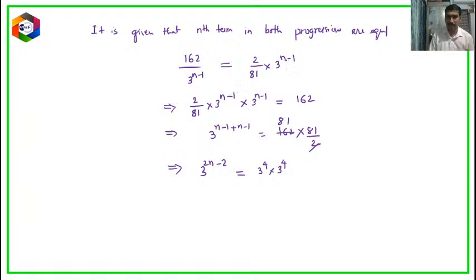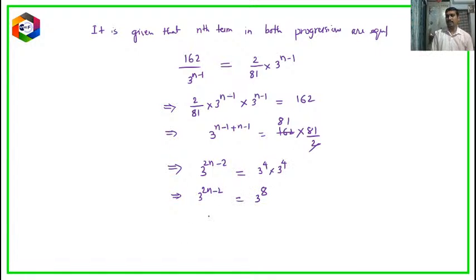So I multiplied this side by 2 by 81. So a power m into a power n is a power m plus n, so 3 power n minus 1 plus n minus 1, which is 2n minus 2. And 162 into 81 by 2, 2 81s. Now which is 3 power 2n minus 2 will be equal to 3 power 8, 3 power 4.